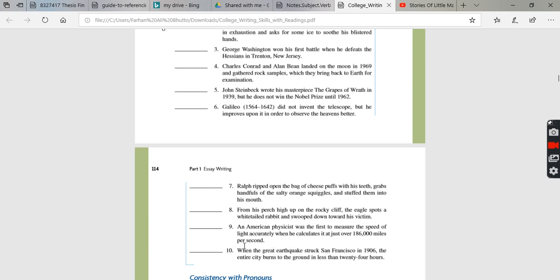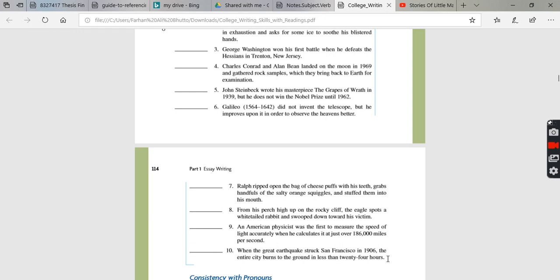The last sentence is: when the great earthquake struck San Francisco in 1906, the entire city burns to the ground in less than 24 hours. Again, I think it's very simple. Which one is the first verb? This one, earthquake struck, which is in past. The second one, burns, present. So the first verb is in past, the second one has to be in past. So when the great earthquake struck San Francisco in 1906, the entire city burned to the ground in less than 24 hours.